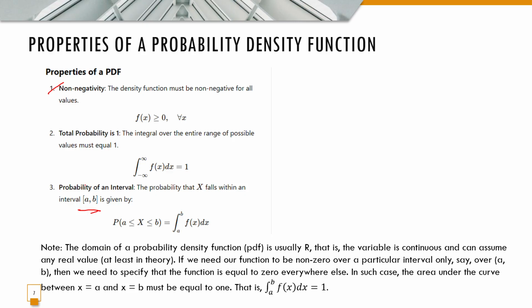So that's why we have 0 elsewhere. In such case, the area under the curve between a and b must be equal to 1. The integral of f of x dx from a to b is equal to 1.